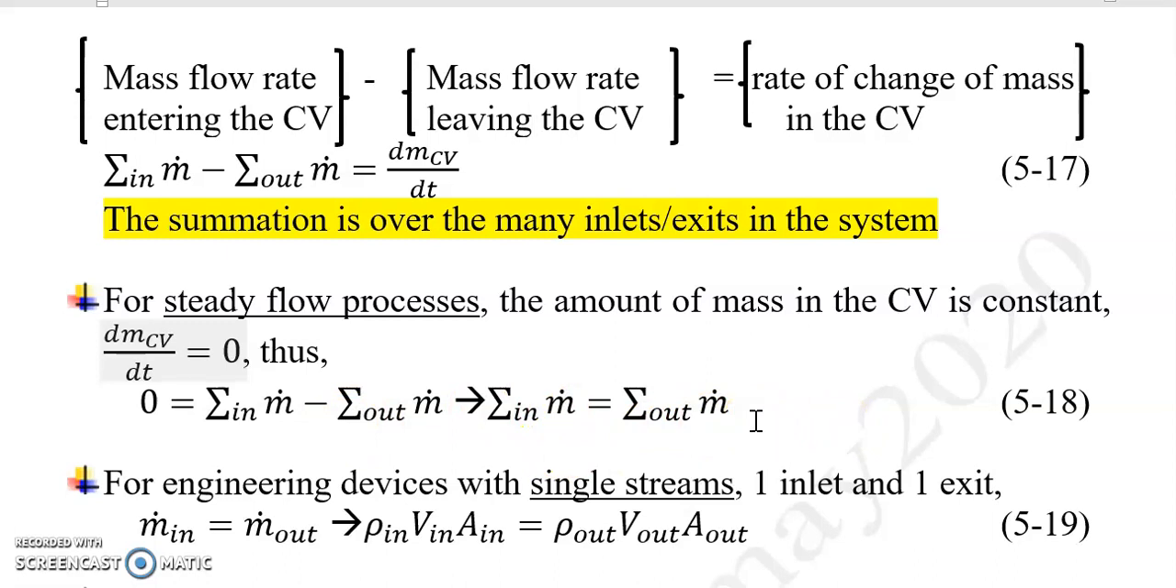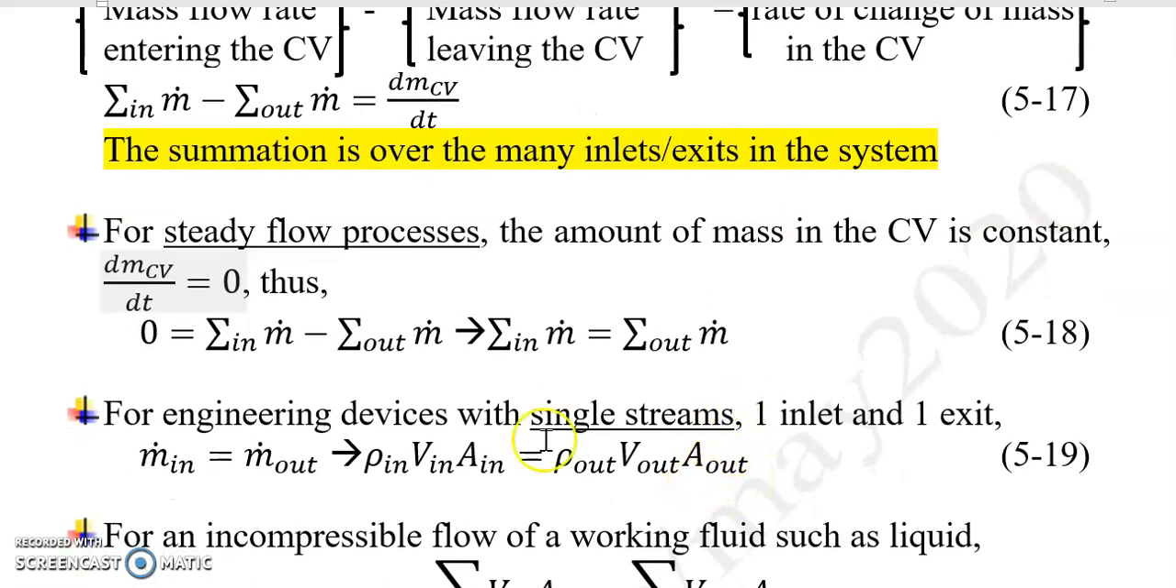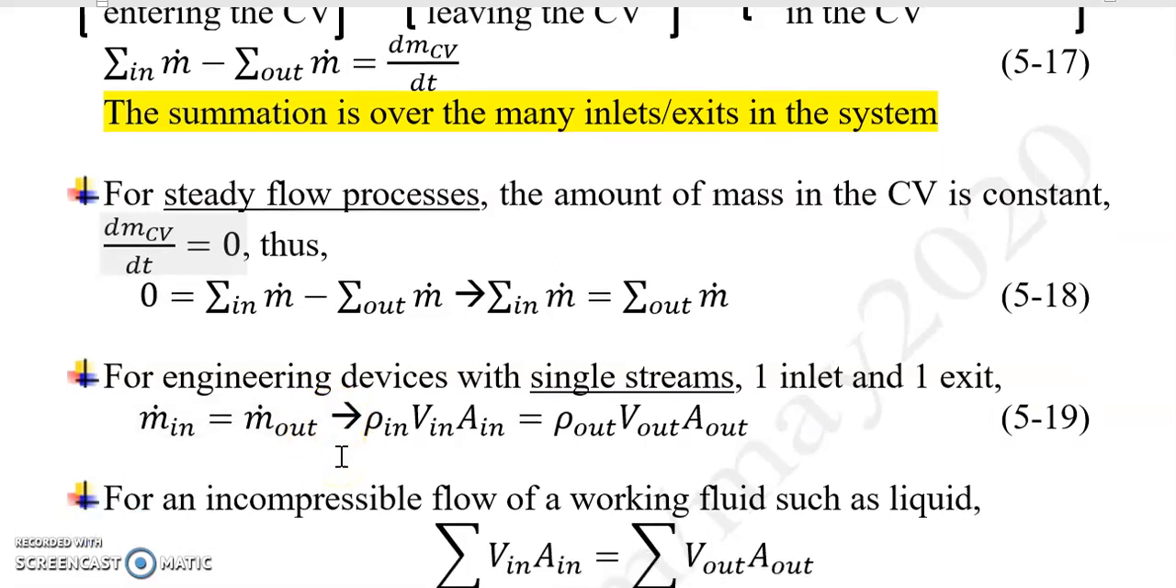For many engineering devices, we have only single streams. That means one entrance and one exit. So 5.18 is simplified into 5.19. So you just have the mass flow rate coming in equal to the mass flow rate going out. This is for steady flow processes for single streams, one inlet and one exit.